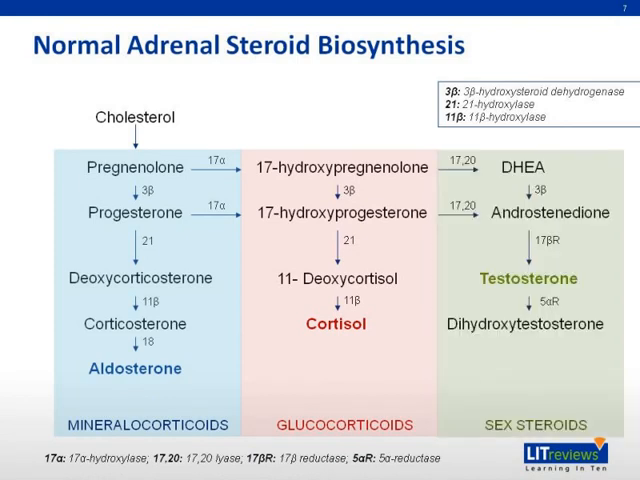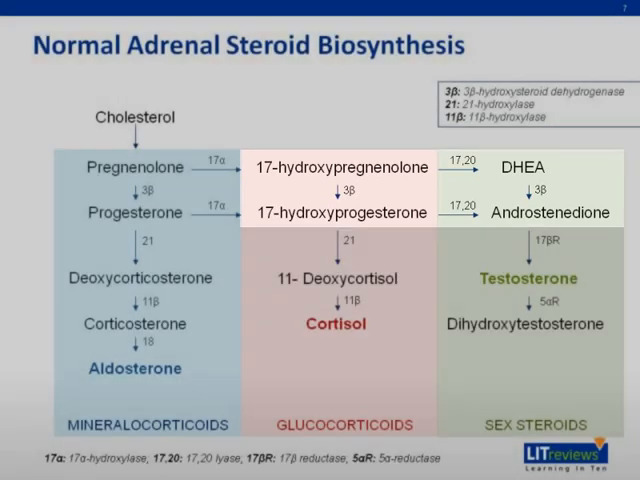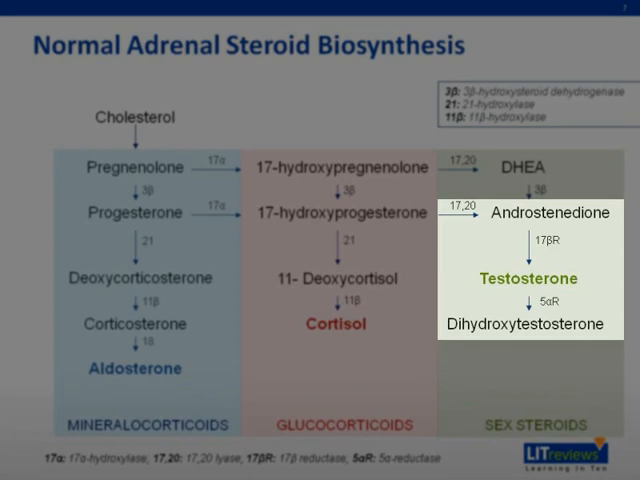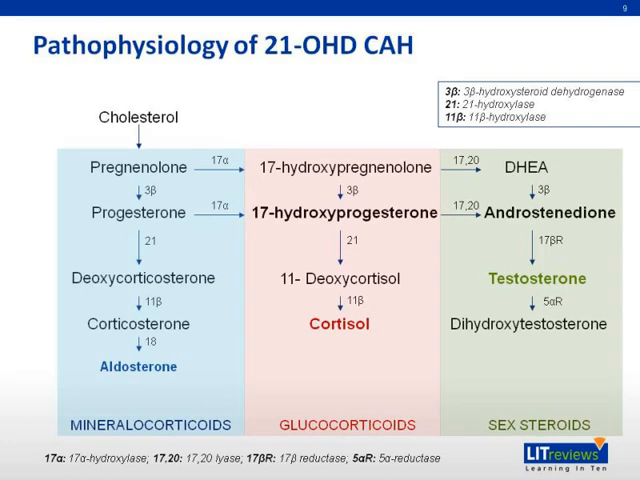The third pathway, which results in the synthesis of sex steroids, is yet again a result of the further conversion of 17-hydroxypregnenolone and 17-hydroxyprogesterone to DHEA and androstenedione. Subsequent enzyme activation results in the production of testosterone and dihydrotestosterone, which are responsible for virilization. What happens in 21-hydroxylase deficiency then?